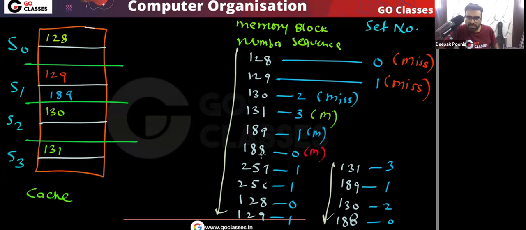You can see this 188 will map to set number 0. In set number 0, there is an empty line available, so I can put 188 here, no problem. Now let's see 257. This will map to set number 1, but in set number 1, all the lines are full.